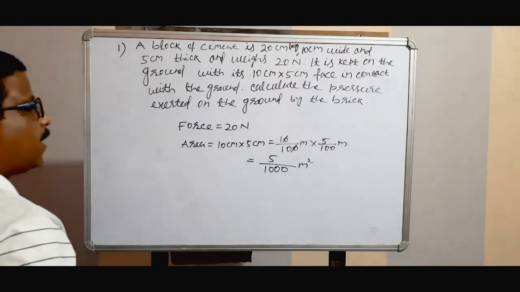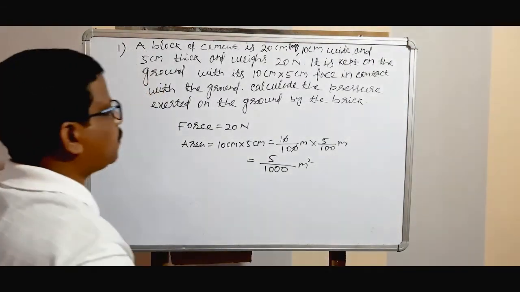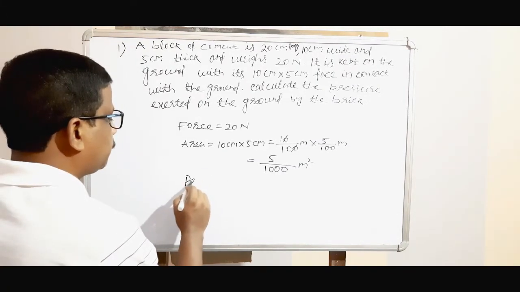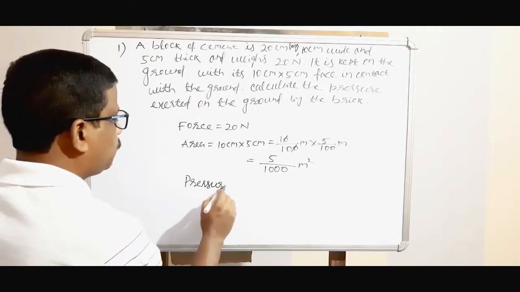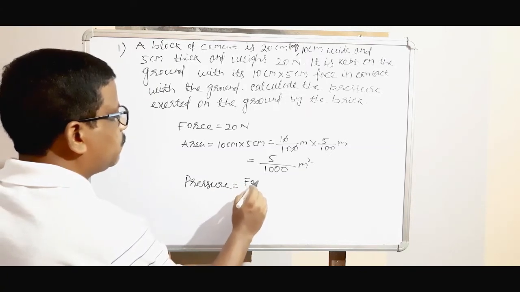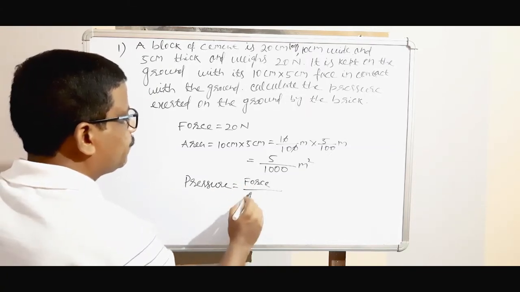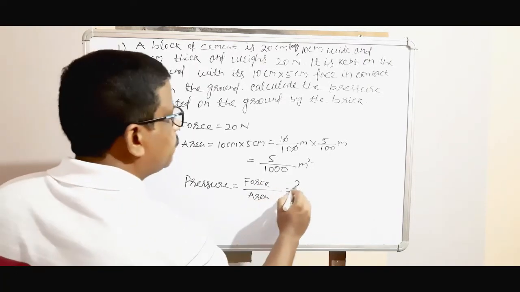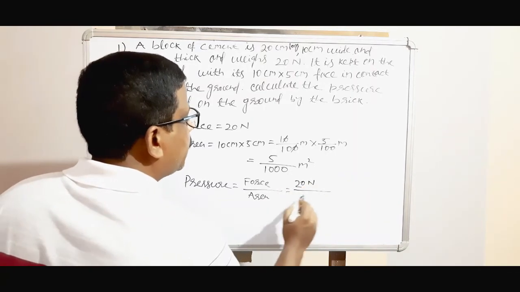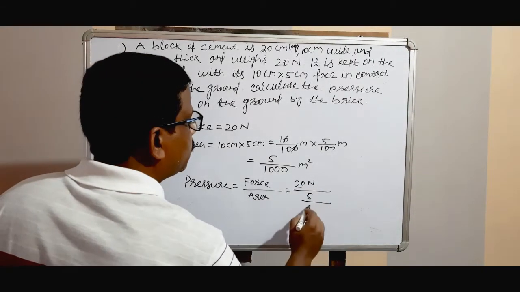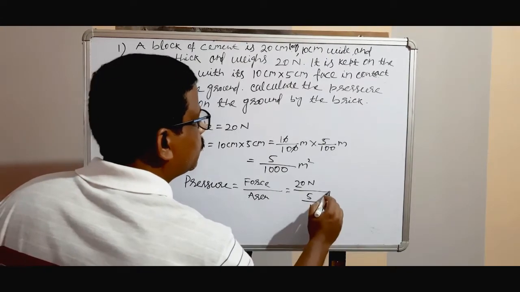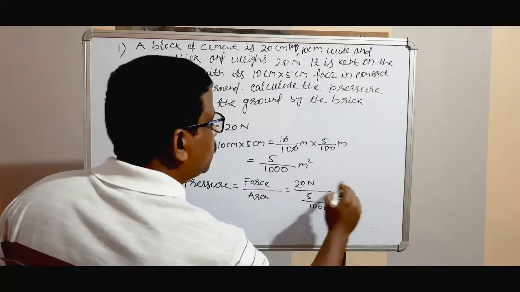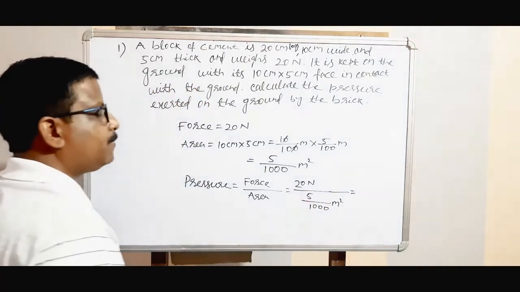Now the question asks us to find: calculate the pressure exerted on the ground by the brick. So the pressure formula is what? Pressure is equal to force by area. So force here is 20 Newton and area is 5 by 1000 meter square. Clear?